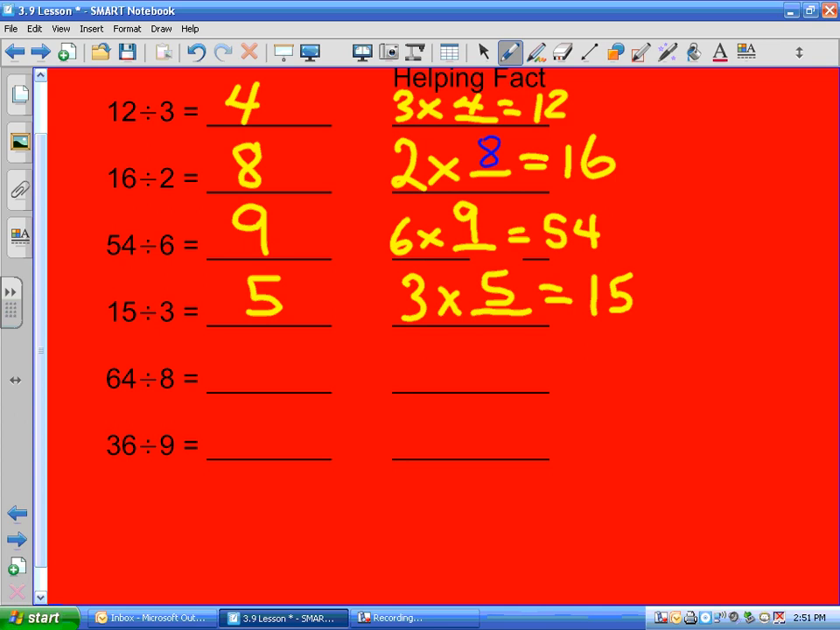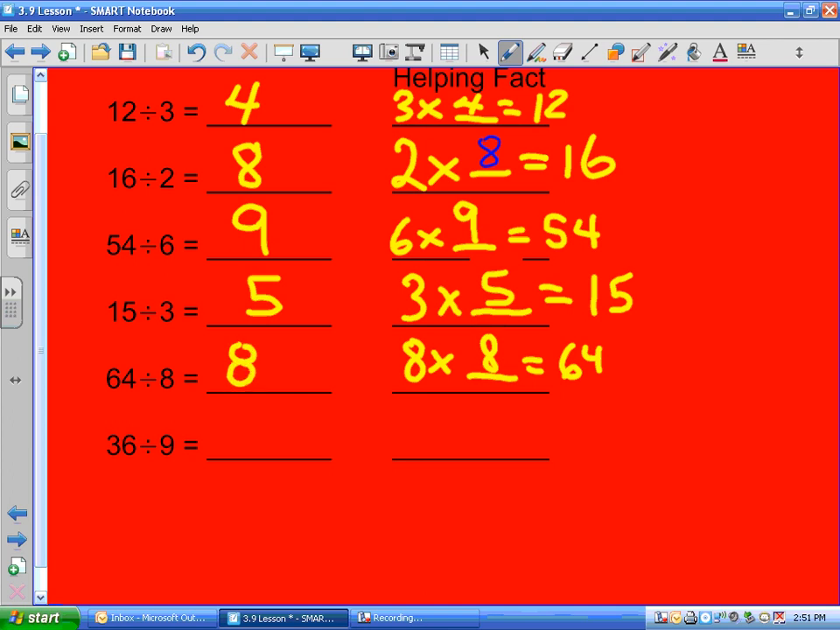All right. 64 divided by 8, a tough one. 8 times what gives you 64? What do you think? 9. Teddy? 8 is correct. So that means that 64 divided by 8 is also 8.